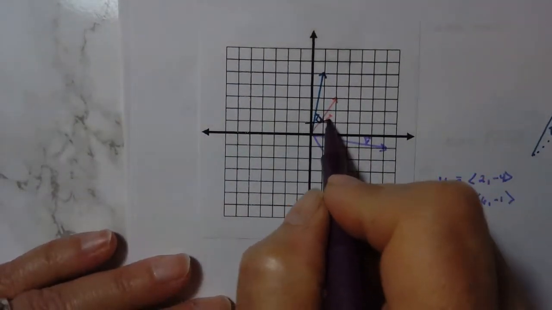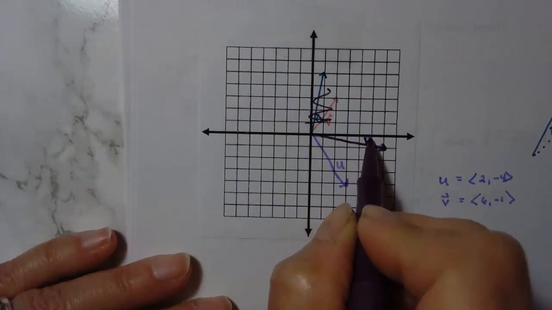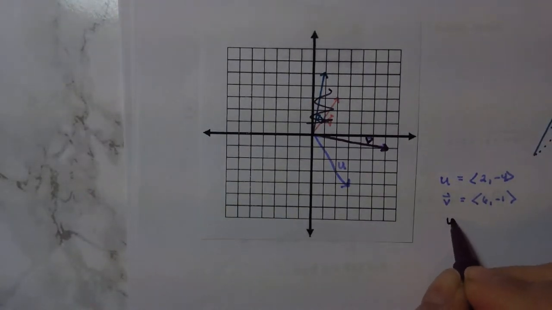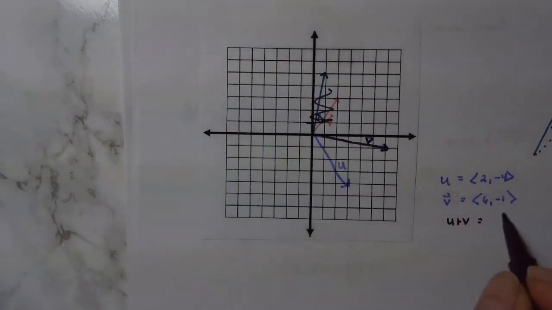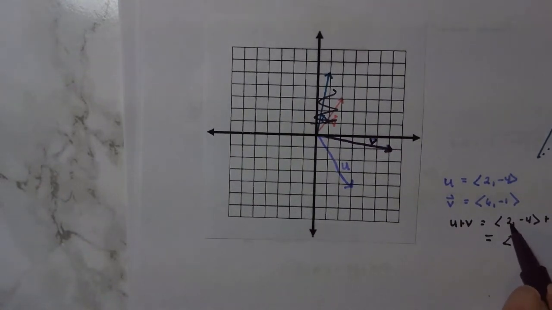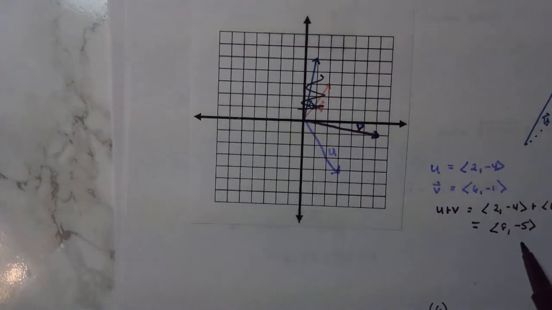So remember, scratch those, we're focusing on this. So here's my vector v, and that's my vector u. And I want to add them together. Maybe I want to do u plus v. Well, I know that u plus v will be 2 comma negative 4 plus 6 comma negative 1. And if I add those together, I'm going to get 2 plus 6 is 8, and negative 4 plus a negative 1 is a negative 5, right? So technically, algebraically, that's what I'm doing.